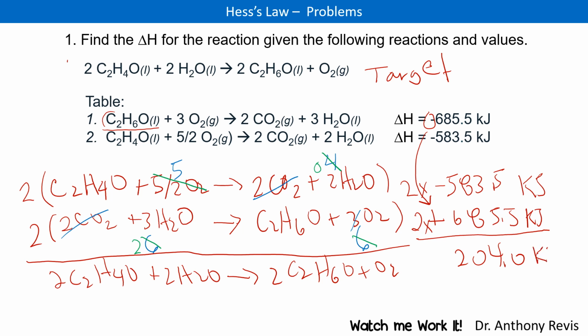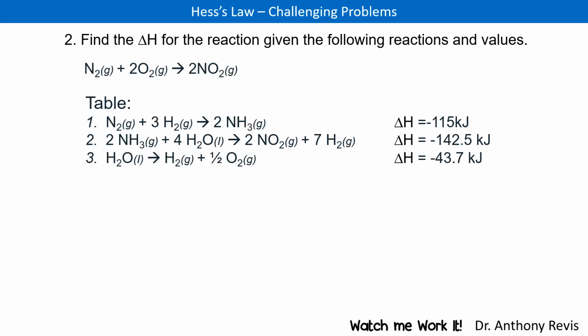Okay, so we get the kilojoules there. All right, so that's how we do that one. Now let's do another one here. Same process. We take a look at the target reaction.